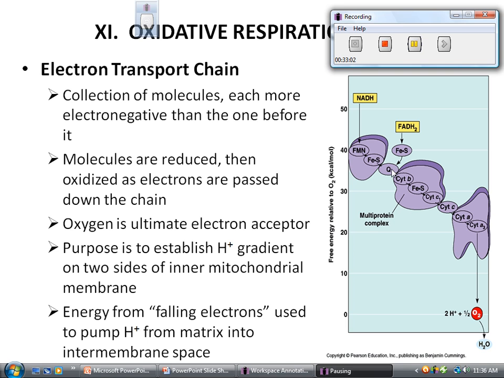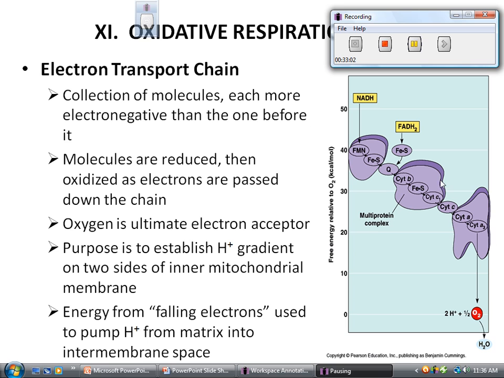They'll pass the electron on, and then they'll go back to being oxidized as they pass that electron on. At the end of the ETC, the ultimate electron acceptor, you can see down here in red, is oxygen. That's why oxygen is needed for this process. It's oxidative respiration because oxygen is the final electron acceptor at the end of the ETC.